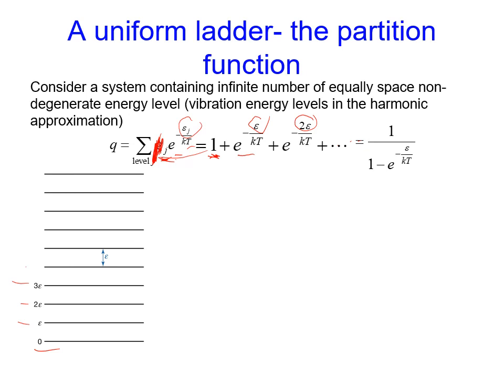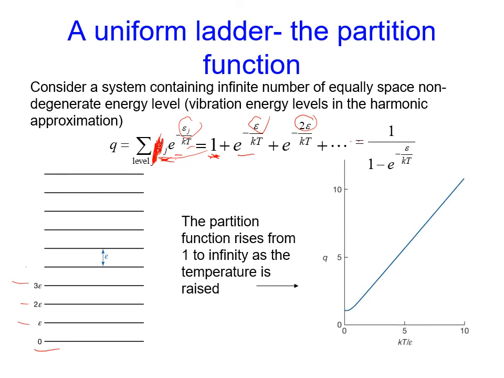Now, if we plot this partition function against temperature, kT, we get this kind of plot, which suggests that the partition function increases when temperature increases. Initially, the partition function is 1 at temperature 0, and then it increases as temperature increases.